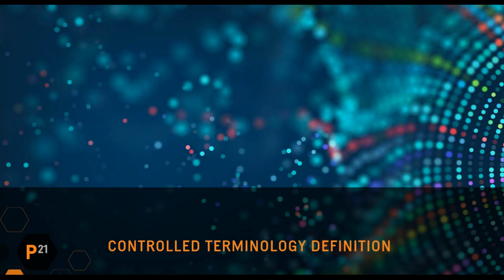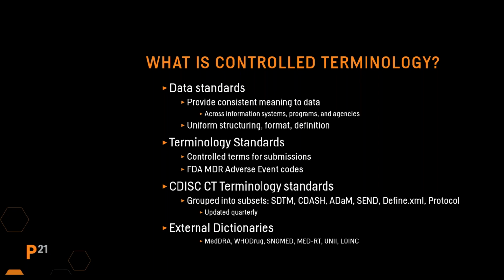Controlled terminology definition. So what is controlled terminology? Well, it's data standards that provide consistent meaning to data, and this is across the various information systems, programs, and across the different agencies. It provides a more uniform structuring, format, and definition of the data.